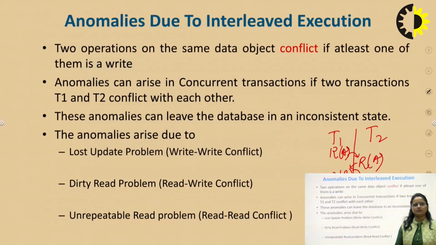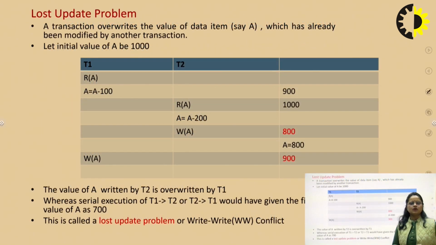In the lost update problem, two operations on the same data object can conflict. If both operations on the same data item are reads, then there is no chance of conflict. The problem is when at least one of them is a write. First we need to discuss the lost update problem: a transaction overwrites the value of a data item which has been modified by another transaction.